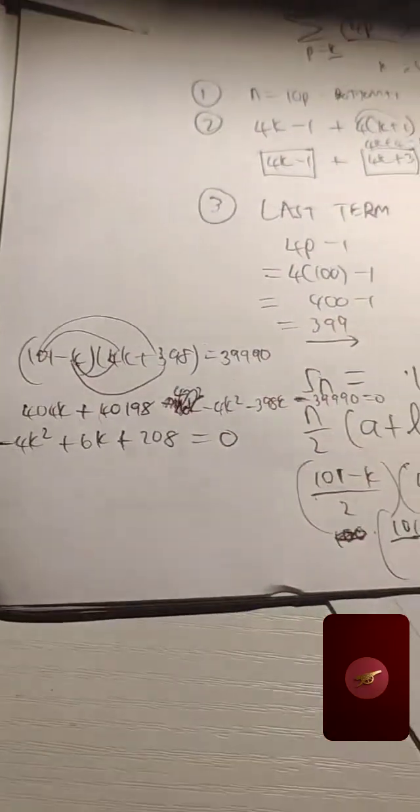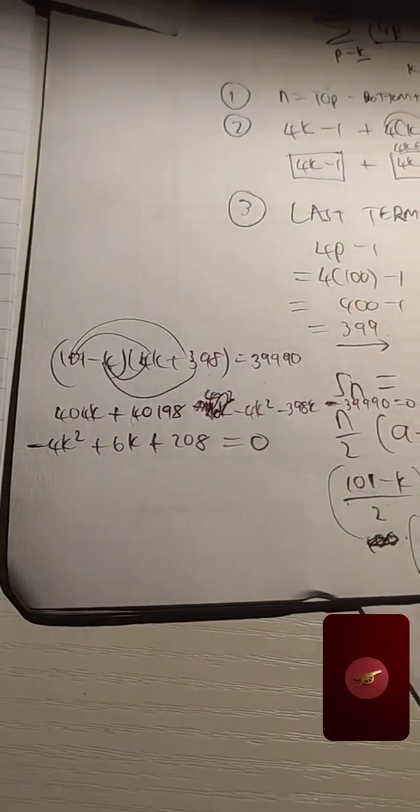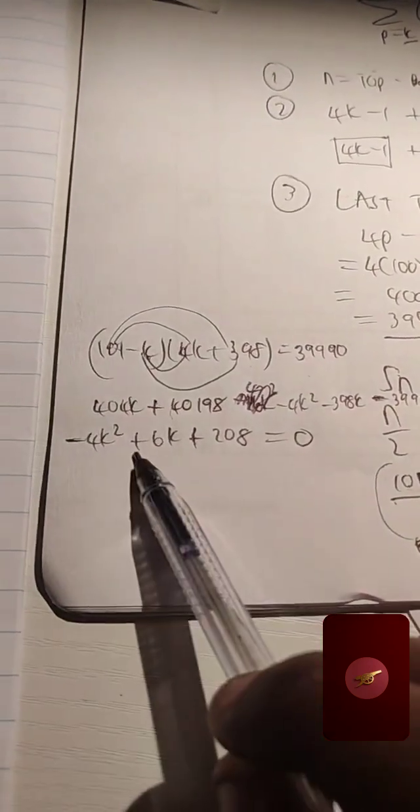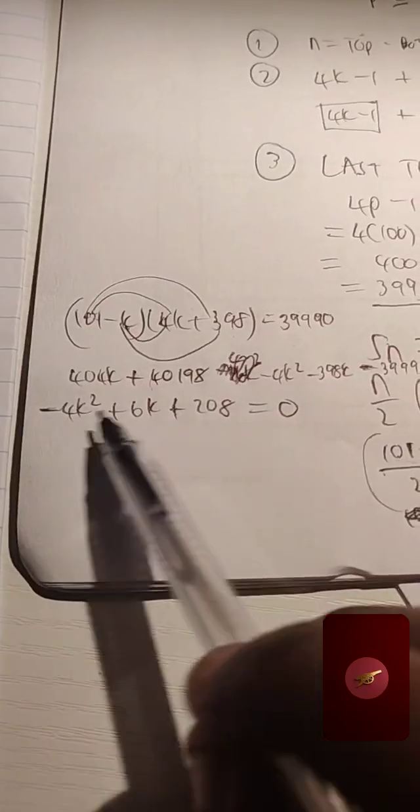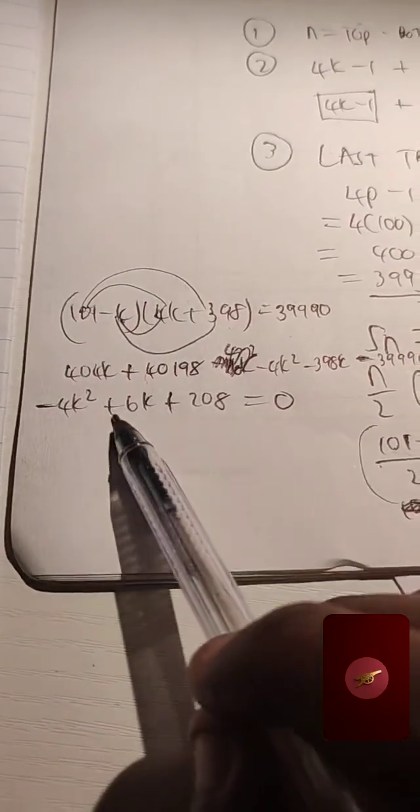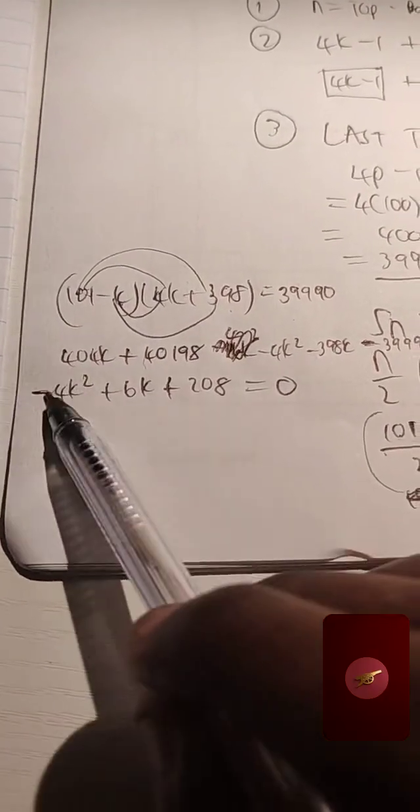Which is equal to 0. Then we are going to divide both sides by negative 2, not negative 4, because it's not the highest common factor of 4. It's negative 2. So I'm going to get 2k squared plus 3k, and then negative 3k minus 104.